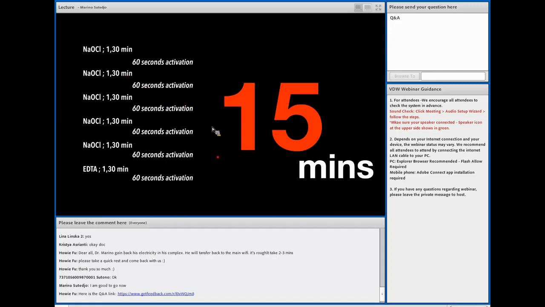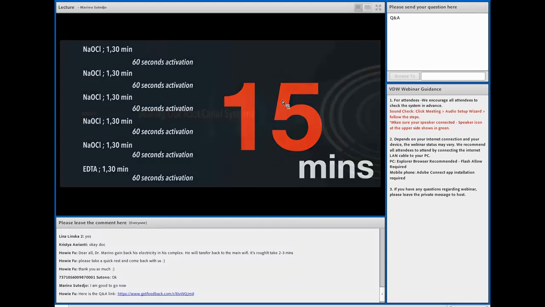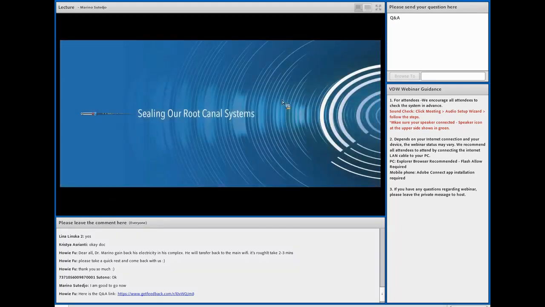And then finally, after you finish the 5 cycles of sodium hypochlorite, you can add EDTA for 1 minute and 30 seconds, and then again activate it for another 60 seconds. If you continue this protocol, you will spend 50 minutes for the complete final cleaning of your root canal system prior to your obturation protocol.